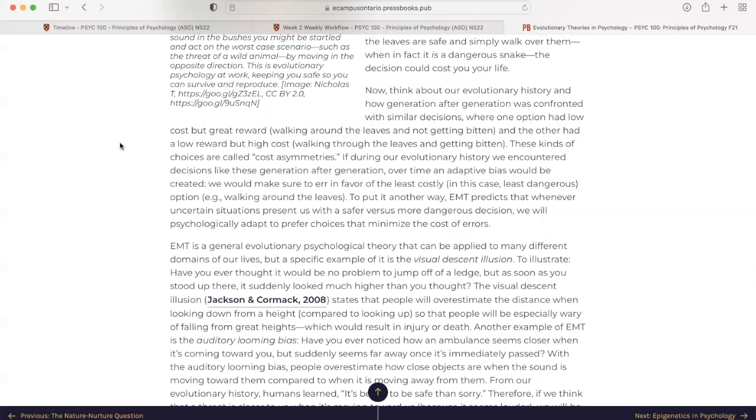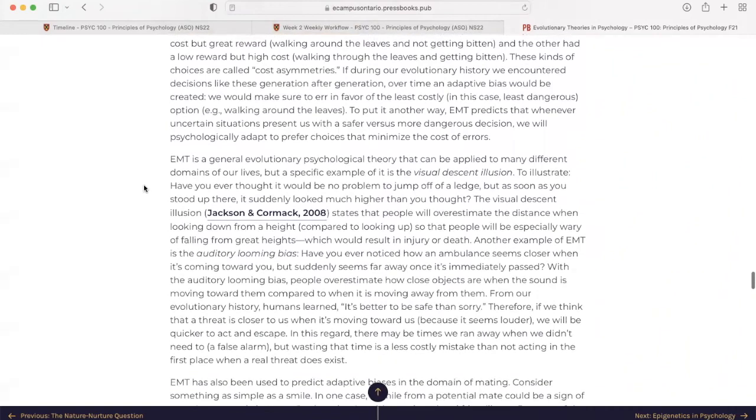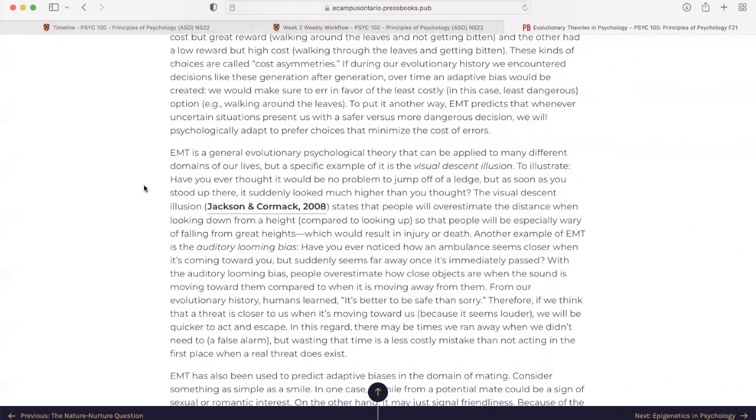If during our evolutionary history we encountered decisions like these generation after generation, over time an adaptive bias would be created. We would make sure to err in favor of the least costly, in this case, least dangerous option. Example, walking around the leaves. To put it another way, EMT predicts that whenever uncertain situations present us with a safer versus more dangerous decision, we will psychologically adapt to prefer choices that minimize the cost of errors.